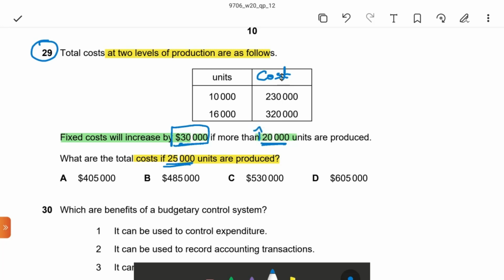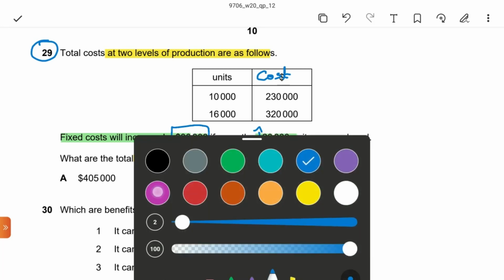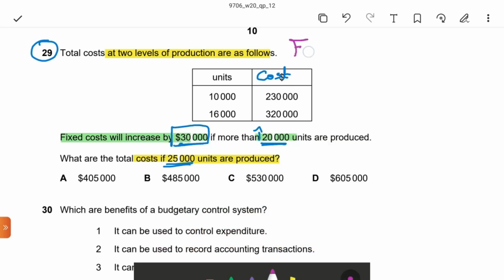So what do we have to do here? First we have to calculate the fixed cost and variable cost. The first step: calculate fixed cost and variable cost. Then we just apply them to the equation. To find the variable cost, they have given the cost for 10,000 units and 16,000 units. For both, the fixed cost will be the same. Only the variable cost will change; fixed cost will not change.